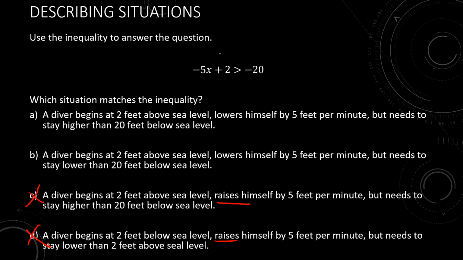Well, this number has to be bigger than negative 20, right? So if I have a graph here, and negative 20, negative 21, negative 19. Here's where I have to stop. Now you need to be careful because remember, a bigger number when you're talking in negatives is going up. So I need to stay higher than 20 feet below sea level. I can be at 19 feet below sea level, but I can't be at 21.